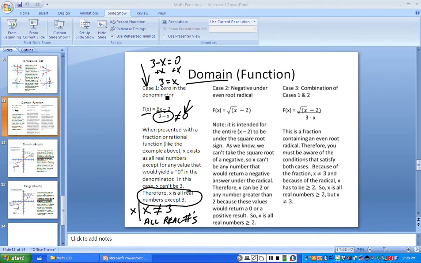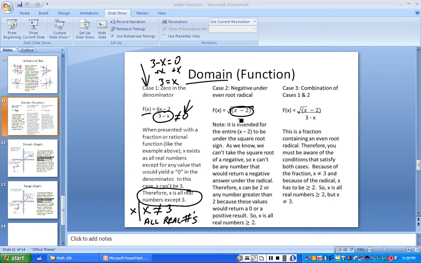So that's case 1. Now case 2 says if you're given an even root radical, square root, fourth root, sixth root, we can't take the square root of a negative number. So when we're talking about an even root radical, and this is really supposed to be drawn so that the whole thing is under the square root sign, what will get us in trouble here is if x turns out to be any value that turns this answer in here into a negative.